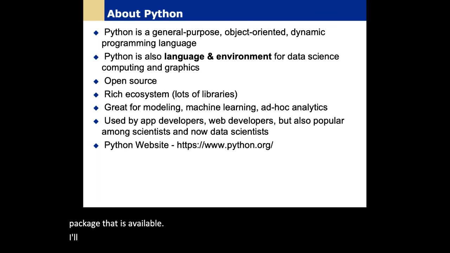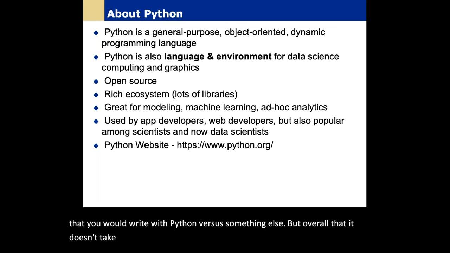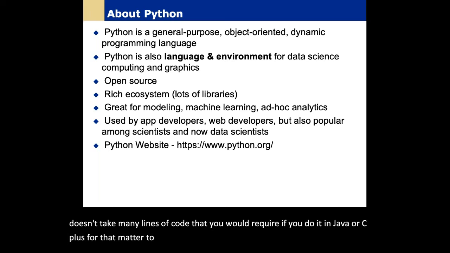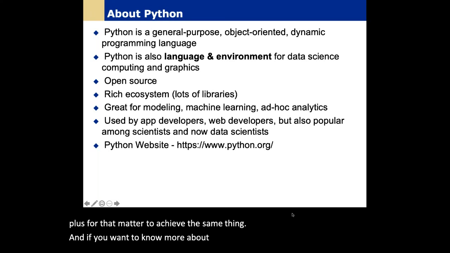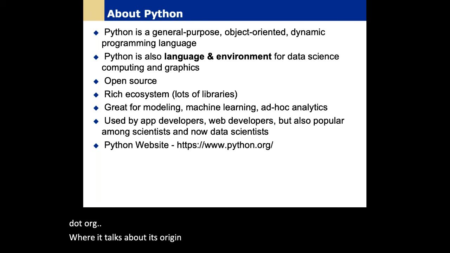I'll show you some examples of how compact the code is that you would write with Python versus something else. Overall, it doesn't take as many lines of code as you would require in Java, or C, or C++ for that matter, to achieve the same thing. And if you want to know more about Python, it has its own website called python.org, where it talks about its origin and the packages that are available. You can take a look at it.